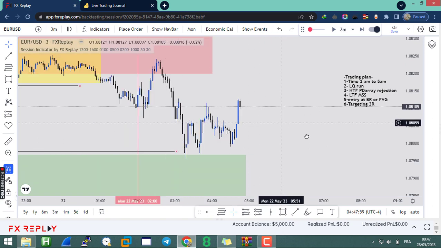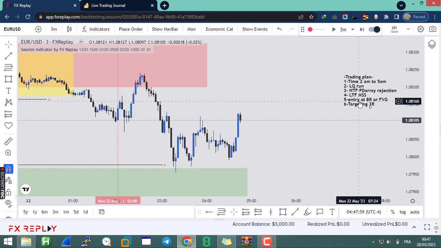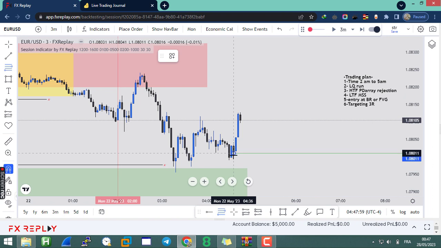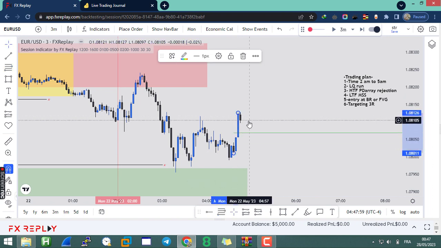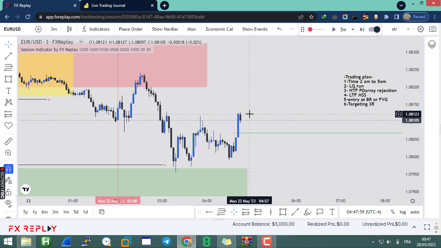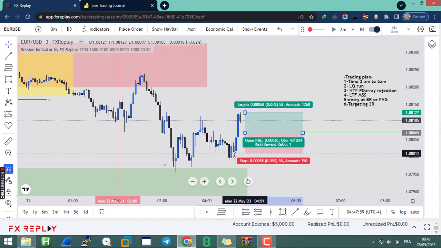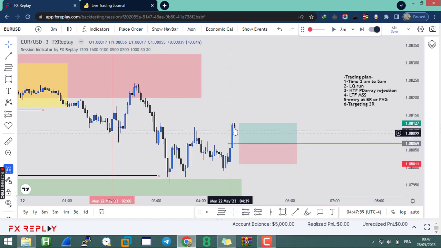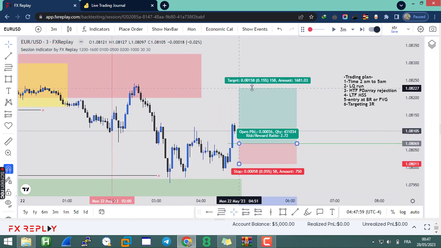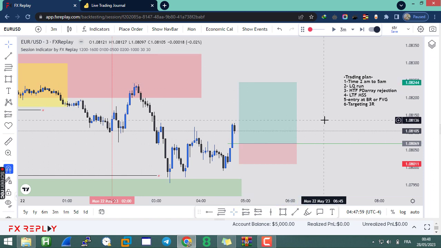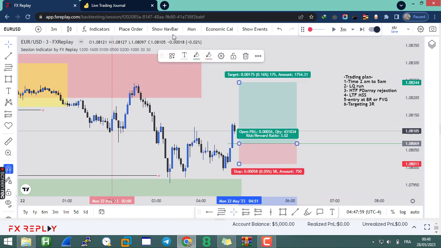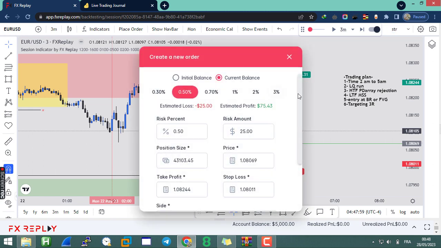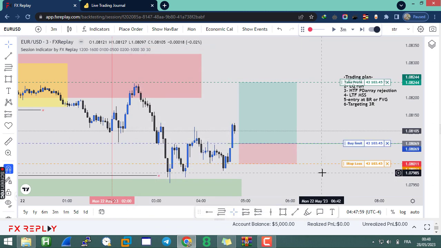Now, what you want to do is to enter on a breaker, or a fair value gap. I like to enter on a fair value gap when there is no breaker, on the 50% of that leg. So basically, I'm going to do this. This would be my entry. My stop loss would be right here below the swing, and my take profit would be 3R. All right, so let's place an order. I'm going to use a buy limit, and let's see. All right, we are in.